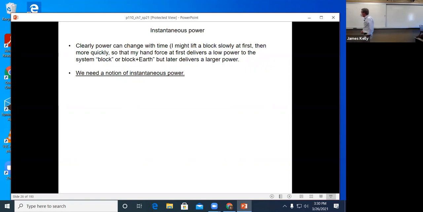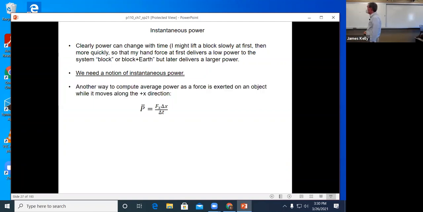Now, our goal is not to talk about average power, but instantaneous power, right? I might lift a book first slowly and then quickly and then slowly or something like that. So the power would be changing, and the faster I'm moving the book, it seems like the faster I'm delivering power. So we want a notion of instantaneous power. And we could just use that definition that we had for the average power, right? I could say if my force is constant, at least for a very small amount of time, the force of my hand might be approximately constant.